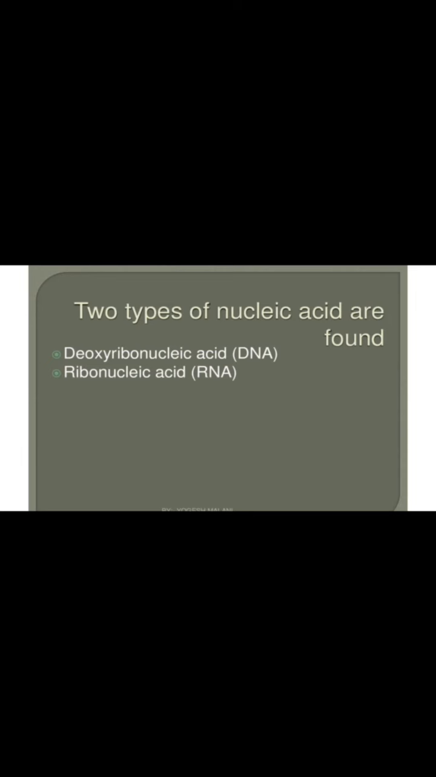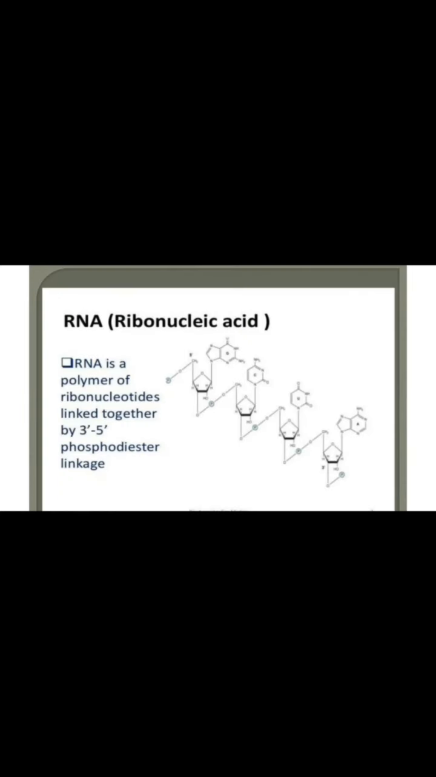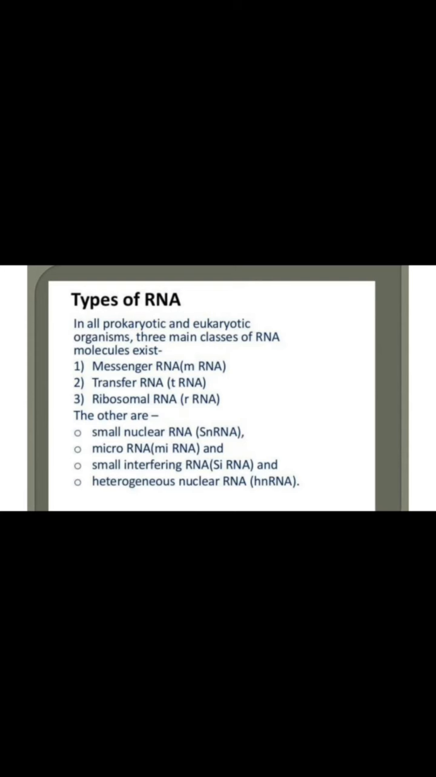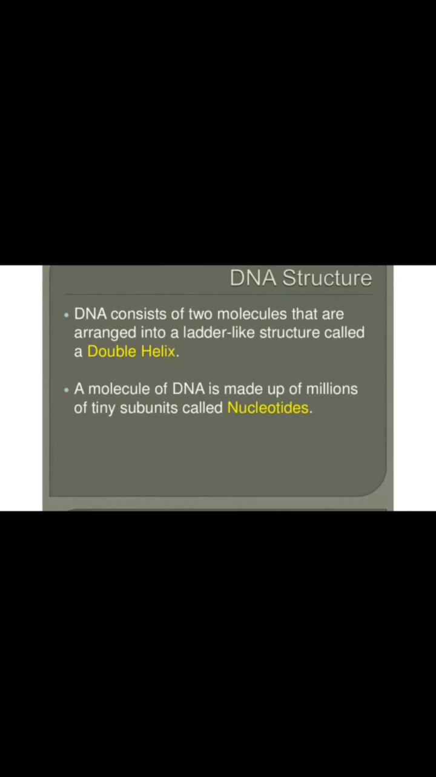There are two types of nucleic acids, which are deoxyribonucleic acid, DNA, and ribonucleic acid, that is RNA. RNA is a polymer of ribonucleotides linked together by 3',5'-phosphodiester linkage. Types of RNA: in all prokaryotic and eukaryotic organisms, three main classes of RNA molecules exist. First is messenger RNA, mRNA, second is transfer RNA, tRNA, and third is ribosomal RNA, rRNA. The others are small nuclear RNA, snRNA, microRNA, miRNA, small interfering RNA, siRNA, and heterogeneous nuclear RNA, hnRNA.